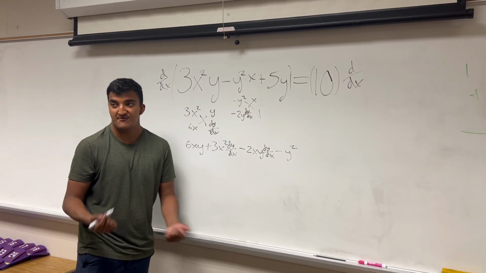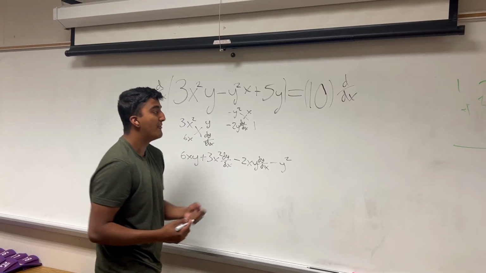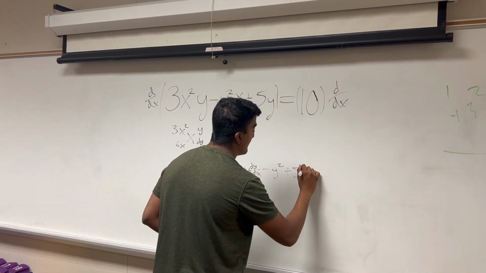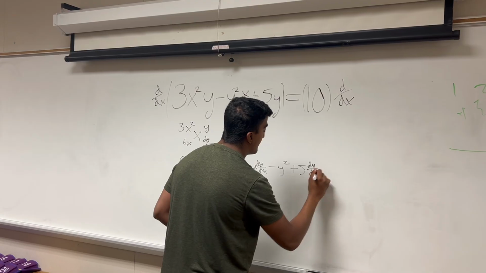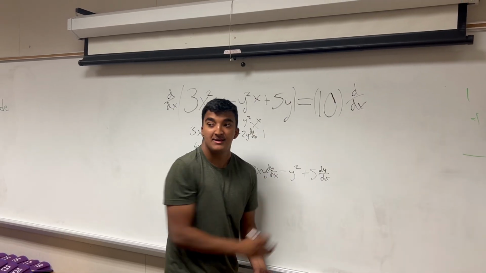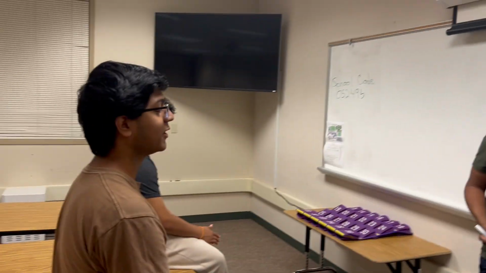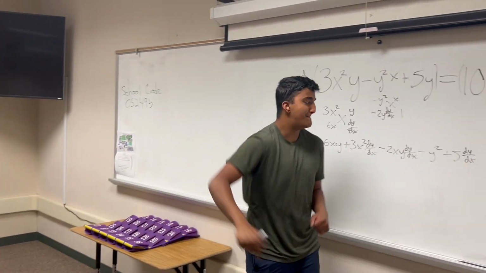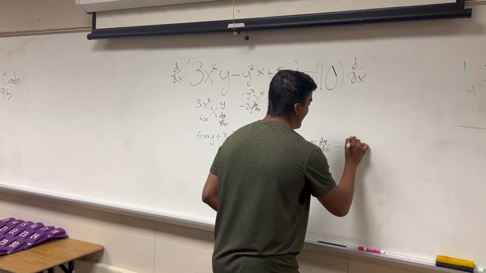Now 5y is just 5 dy dx because of the y. So it's just plus 5 dy dx. And 10, since 10 is a constant, what do we do with it? Derivative of constant is always 0. Boom, beautiful. So it's 0.